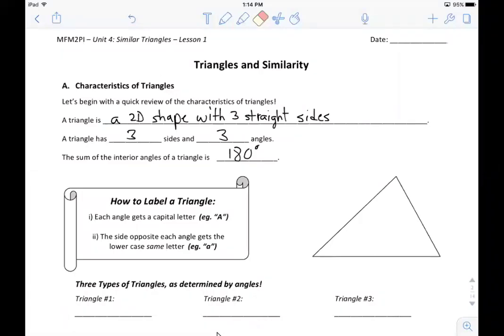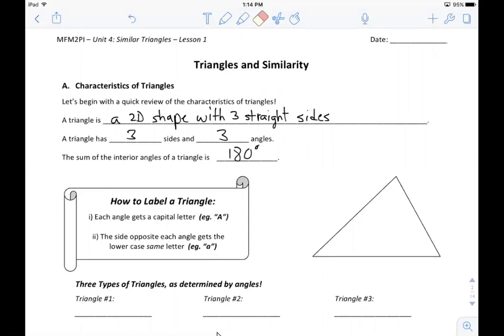This first lesson in this new unit is getting us started thinking about triangles. And we're going to spend some time in this unit and the next unit talking about triangles quite a bit. So the first thing we're going to talk about today is triangles in general and what this word similarity means when we start to talk about triangles.